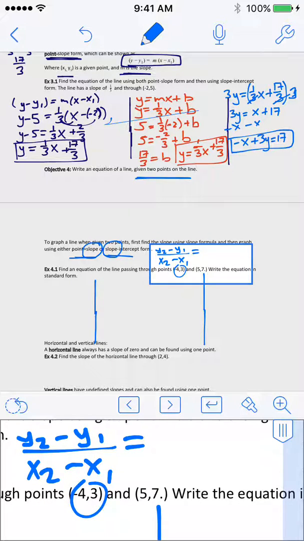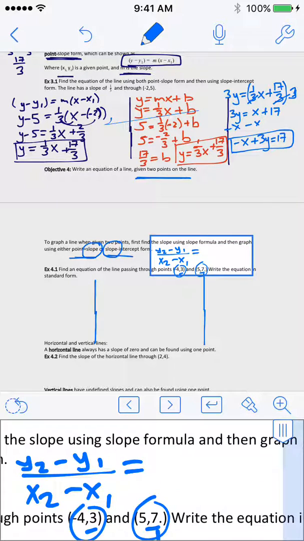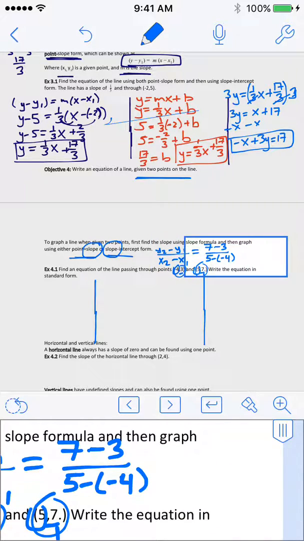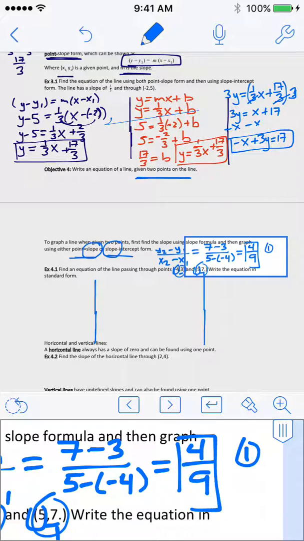We'll call this one our first point, this one our second point. So we'll subtract the y's. Second y minus first y is 7 minus 3, over second x minus first x, which is 5 minus negative 4. We compute that out a little bit. We get 4 over 5 minus negative 4, which is the same thing as 5 plus 4, or 4 over 9. And you really can't reduce anything. So that'll be our slope for this problem. All right, that's the first thing we needed to find. Find that slope, so number 1.